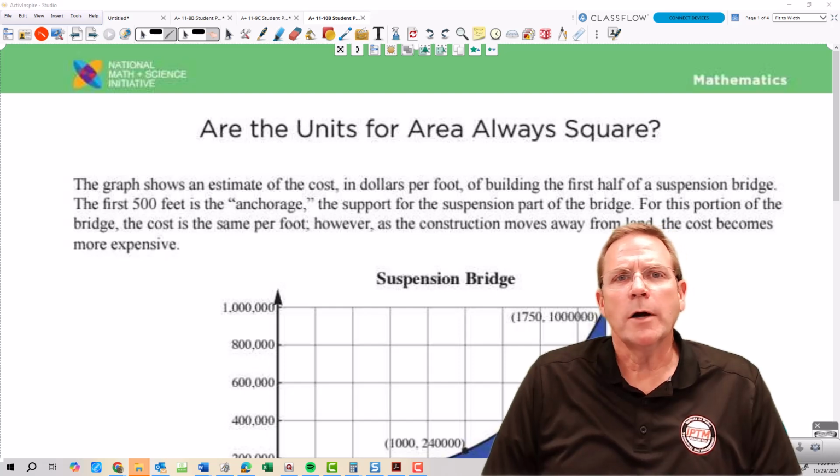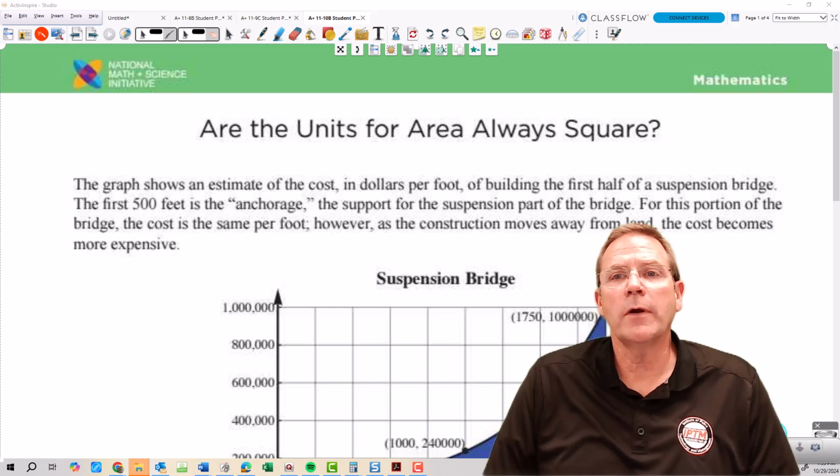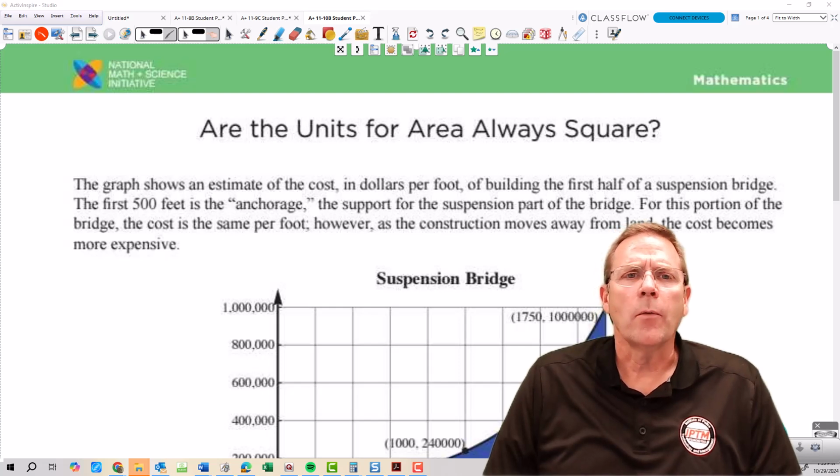Today we're going to start Module 11, Lesson 10, which is entitled, Are the Units of Area Always Squared? And we're going to look at it and find that, nah, not really. So what do we have here?